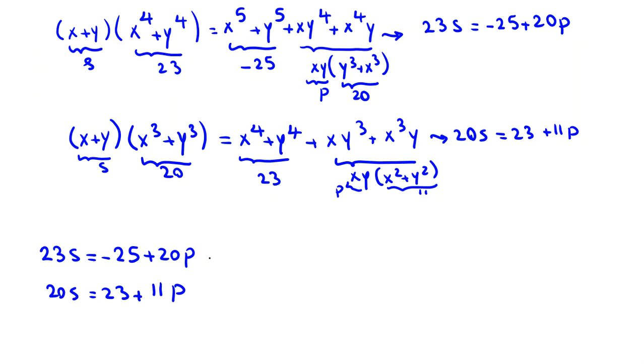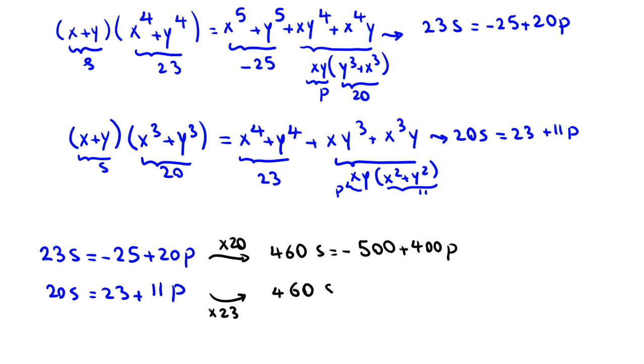Okay. I multiply the first one by 20 and the second one by 23. If I multiply the first one by 20, it will be 460s. It will be negative 500 plus 400p. And this one, I explain for the students who have not seen solution number 1, because in solution number 1 we've done the same thing: 23 squared, 529, plus 11 times 23. If you write it, it will be 253p.